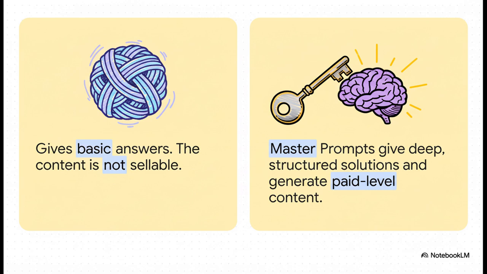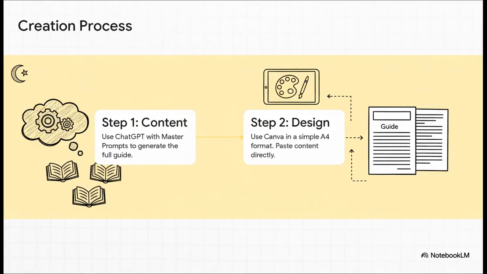That's why this system relies on what we call master prompts. These are specially crafted prompts that guide the AI to generate deep, structured, and practical solutions, the kind of high-value content that people are actually willing to pay for. The entire creation process is just 2 simple steps. Step 1 is content. We use ChatGPT with those master prompts I just mentioned to generate the entire guide.